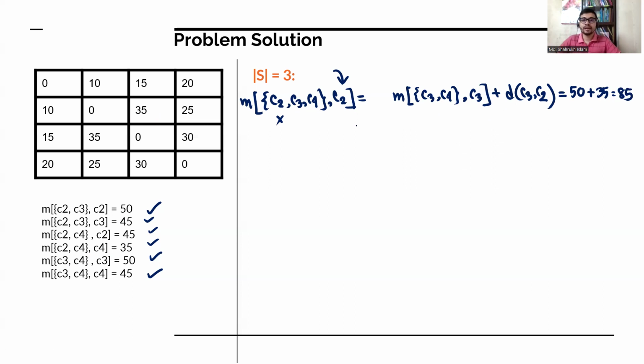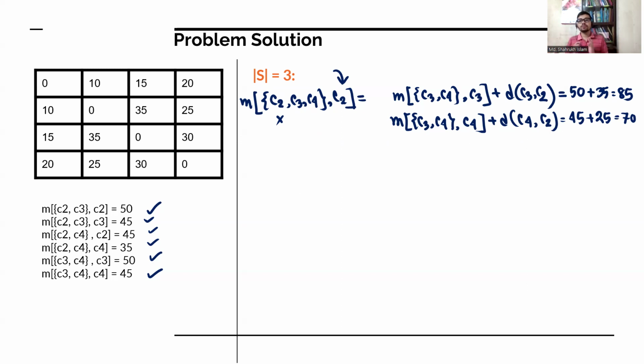But we can solve the C3, C4 subproblem in another way. We can end our journey at C4. We solve the smaller subproblem of C3, C4, then from C4 we will travel to C2. And what is this? C3,C4 is 45 and C4,C2 is 25. This is 70. So we can solve this problem in these two ways.